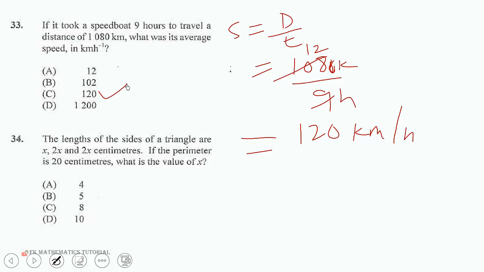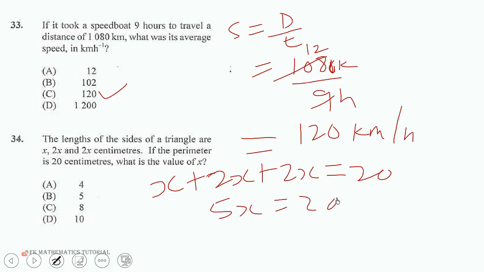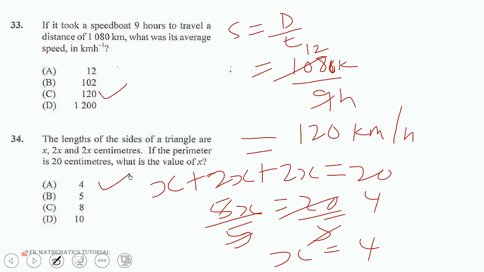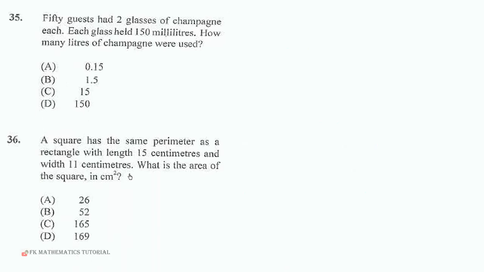The lengths of the sides of a triangle are x, 2x, and 2x centimeters. If the perimeter is 20 centimeters, where perimeter is the distance around the triangle, then all this equals 20. So we have 5x equals 20. Divide both sides by 5. 5 goes into 20 4 times. So x is equal to 4. The value of x is 4.